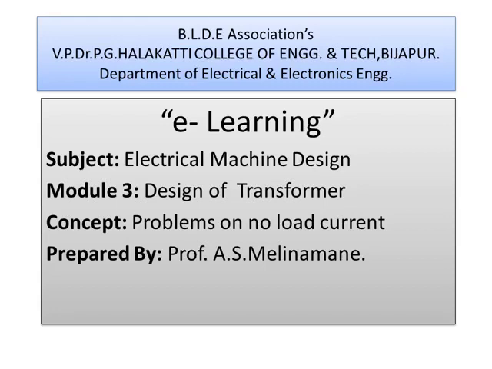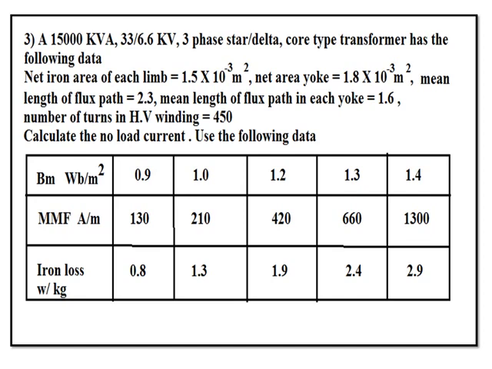Hello, good afternoon, friends. Yesterday we saw the two problems of the no load current. Now it is very important, which is based on the derivation. The problem is given like that, and data should be taken from the previous problem only: BM flux density, MMF per meter, and iron loss in watts per kg. This problem is asked a number of times in the VTU examination for 12 to 14 marks. So take care.